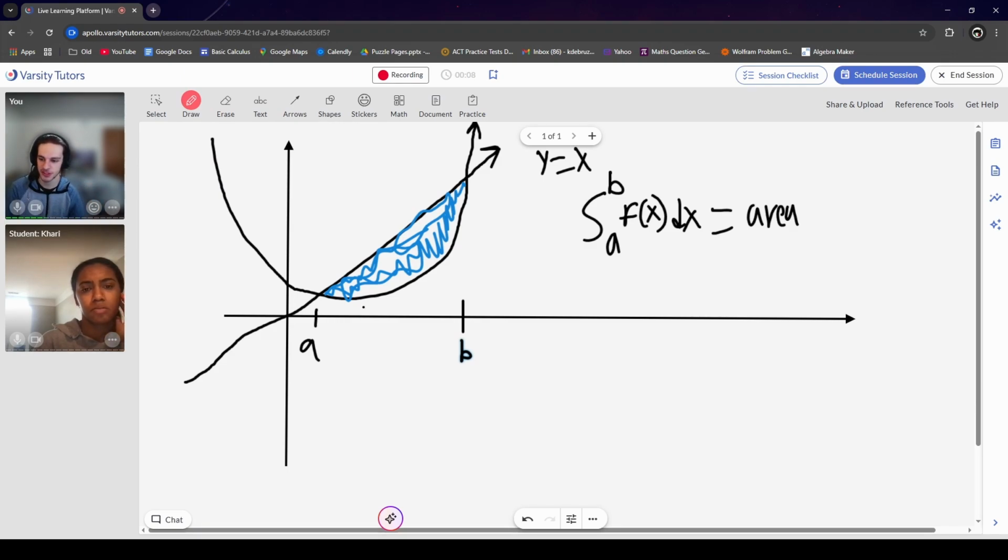Have you talked about this yet? I don't think we've talked about between curves yet. Okay, might be getting a little bit ahead of myself. So I'm guessing then you've been doing Riemann sums, maybe different kinds of sums like left, right, middle, maybe trapezoid sums.